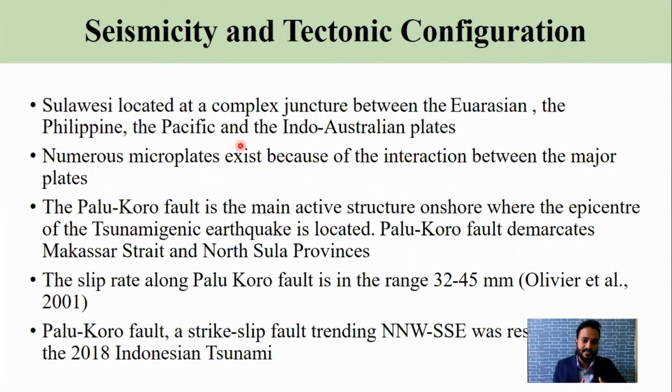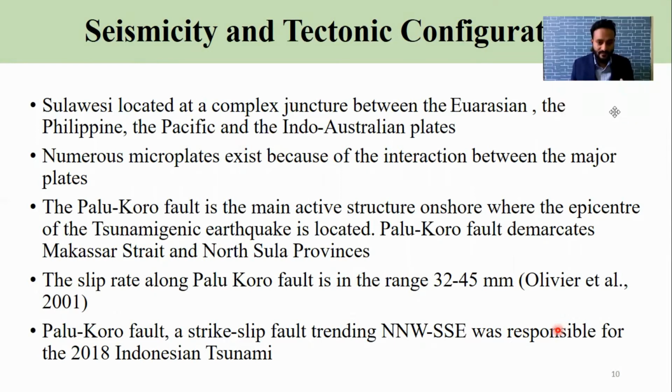Now coming to the seismicity and tectonic configuration of Indonesia, particularly Sulawesi. Sulawesi was the place where the 28th September tsunami hit. The island is located at a very complex juncture between the Eurasian, the Philippine, the Pacific and Indo-Australian plates, and a lot of microplates have resulted because of the interaction of these major plates. The Palukoro fault is the fault that is majorly responsible for the tsunami. It demarcates two straits, and the Palukoro fault slip ranges between 32 to 45 mm per year.